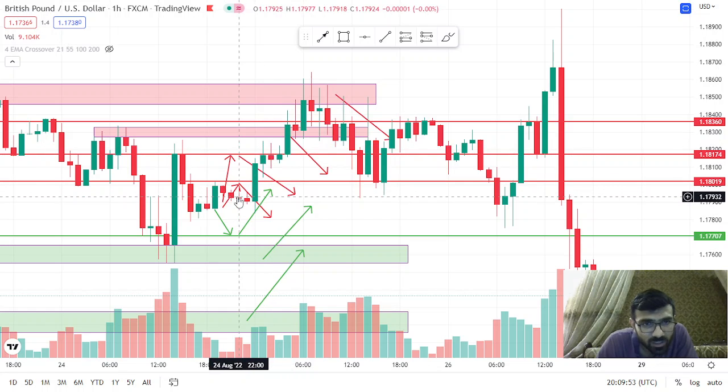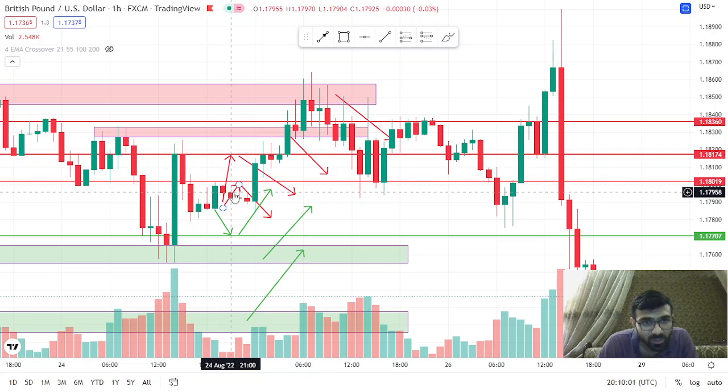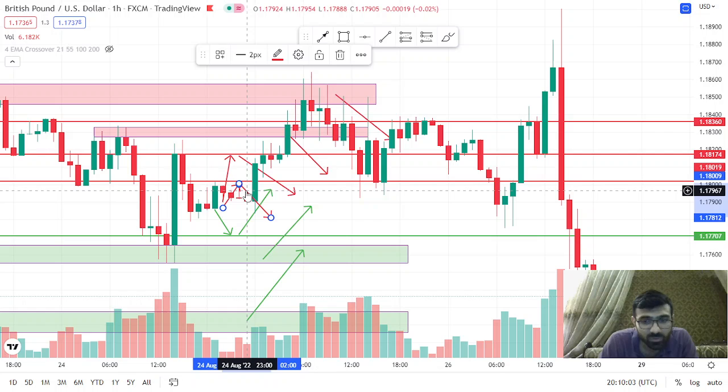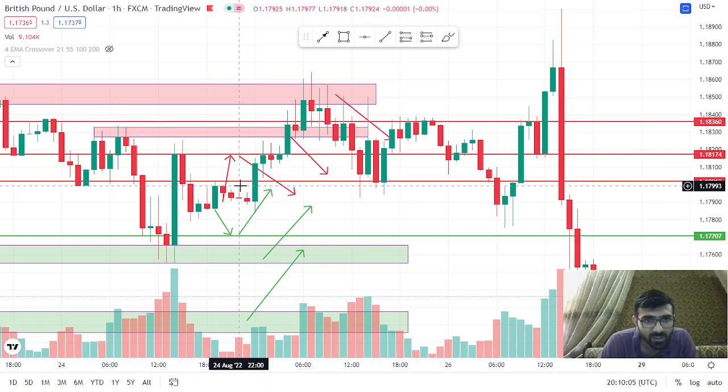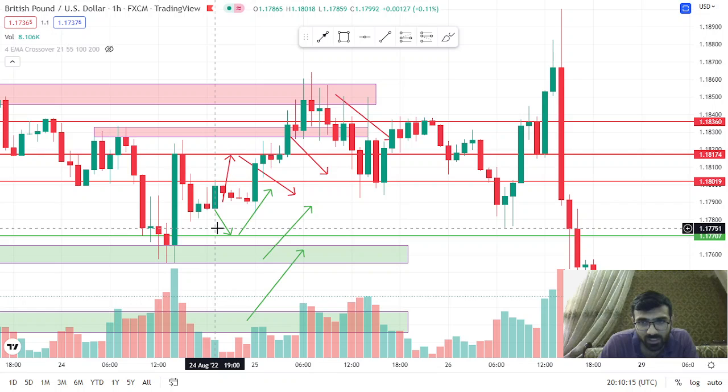Okay, another scenario was that the market would go and respect this area, but this scenario did not come into play, so I am going to remove this area. Another scenario is that if the market respects this support, this partially came into play.